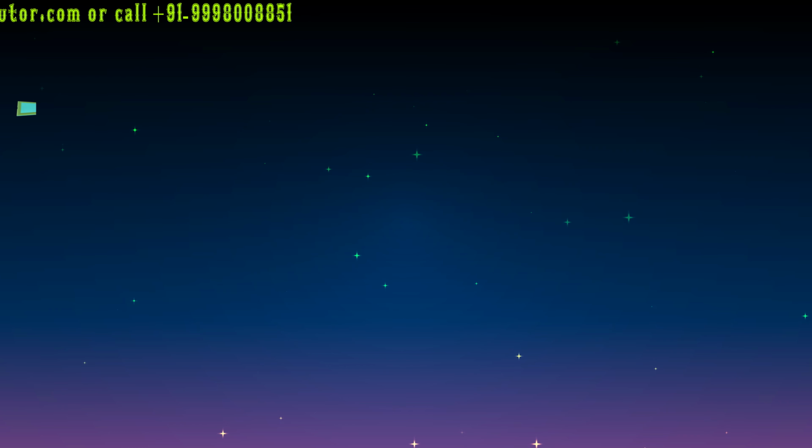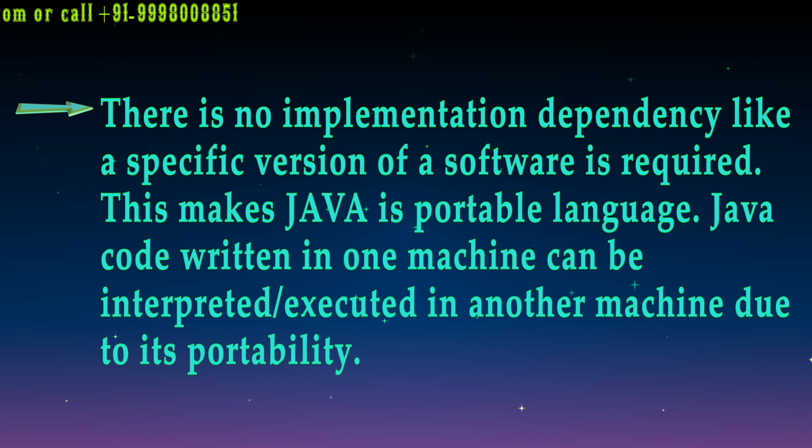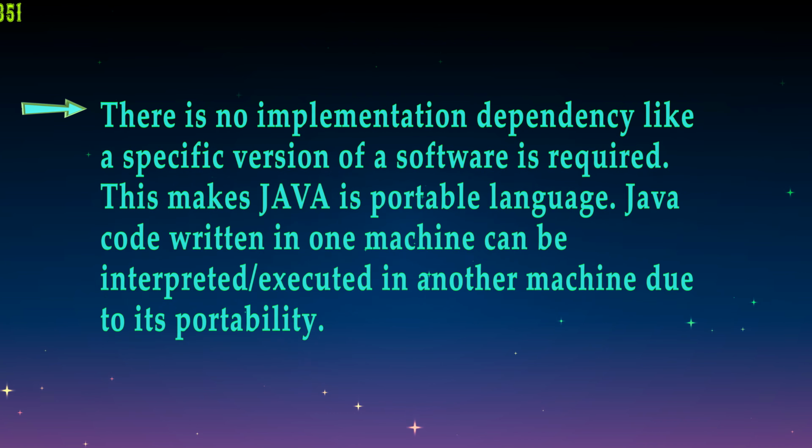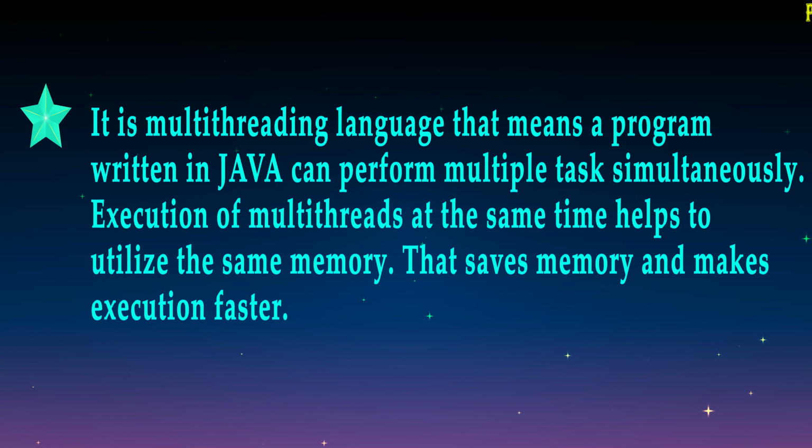The next point is that there is no implementation dependency. It means that we don't require any specific version for the execution of the program. It means that Java is a very portable language. If we write code on one machine and interpret it, then we can easily execute it on another machine. The last point is that it is a multi-threading language. Multi-threading means that it can perform multiple tasks simultaneously.